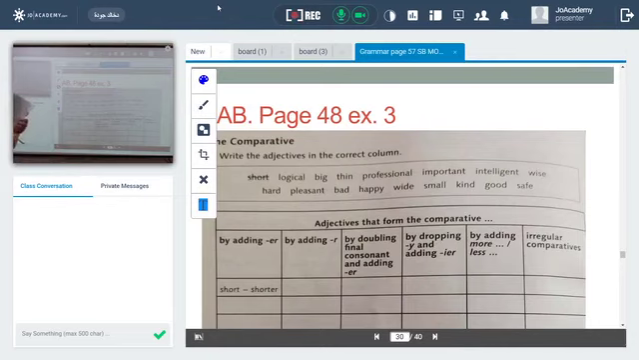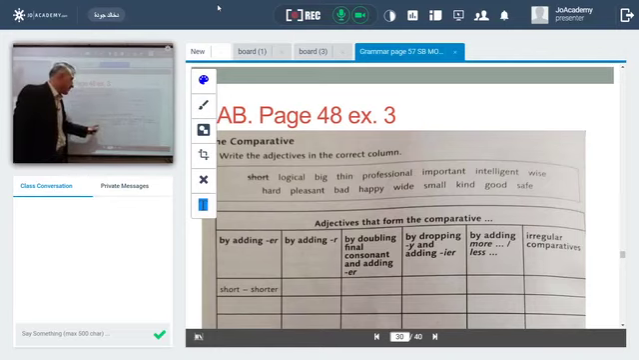Here we have by adding ER. Sometimes we will add ER to the end of the adjective. Sometimes we will add only R if the adjective ends with E. And by doubling final consonant and adding ER. Sometimes we double the last letter and then we add ER. By dropping Y and adding IER. Sometimes we drop the Y from the end of the adjective and we add IER.